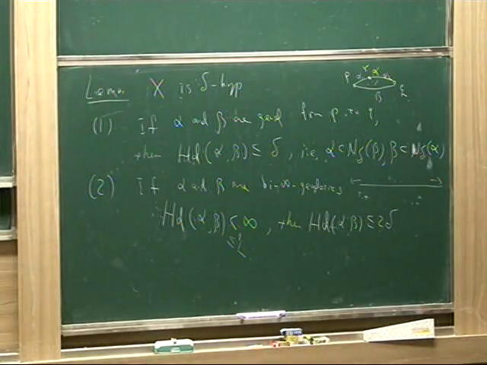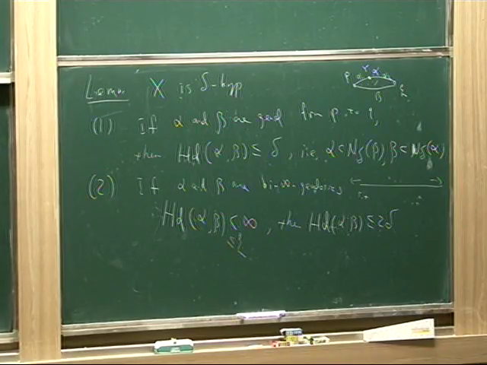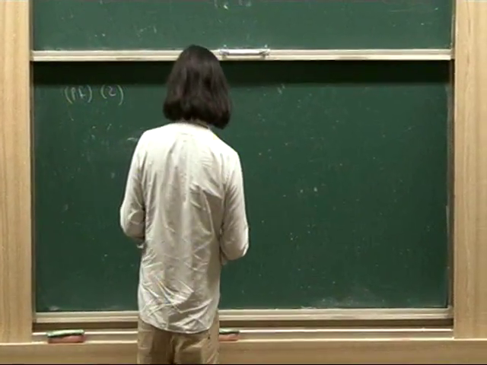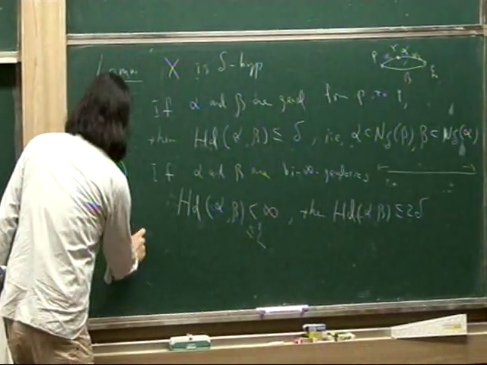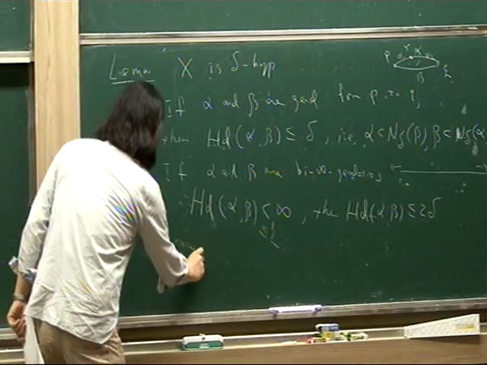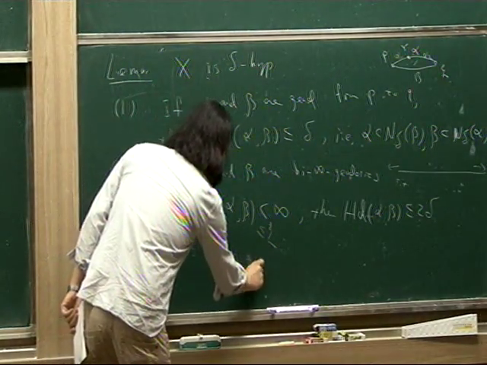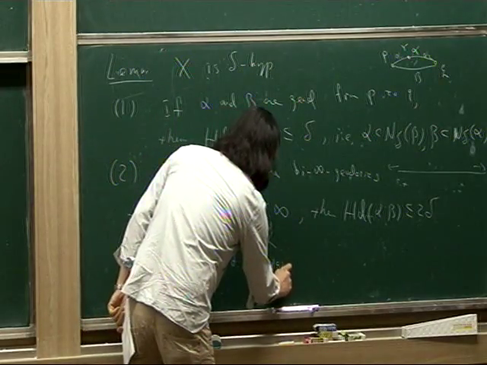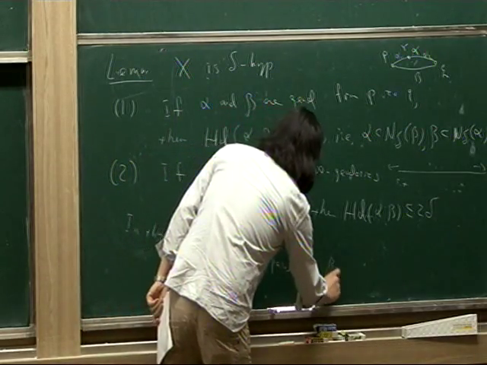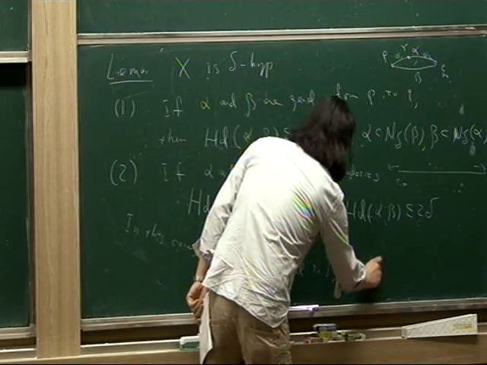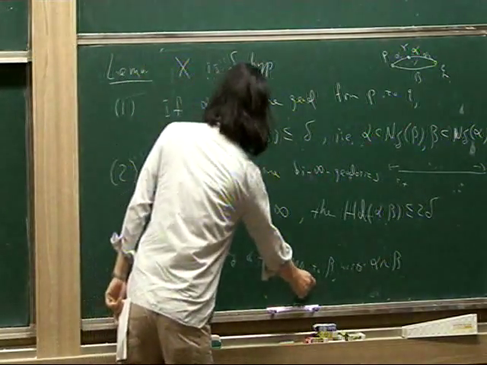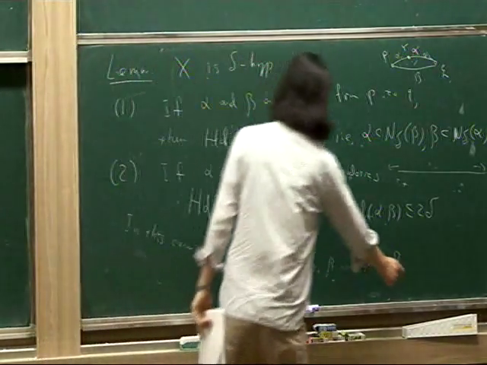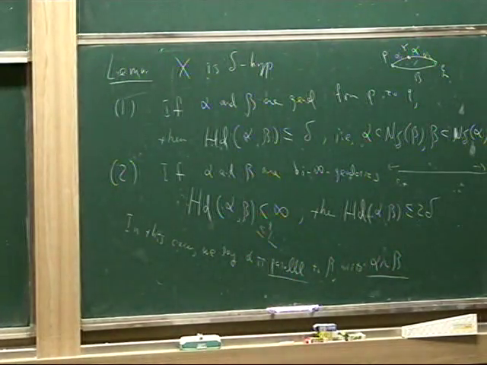Okay, let's prove this. Well, I just say in this case we say alpha is parallel to beta, and write alpha parallel to beta. It's just notation. Okay, so let me prove this.